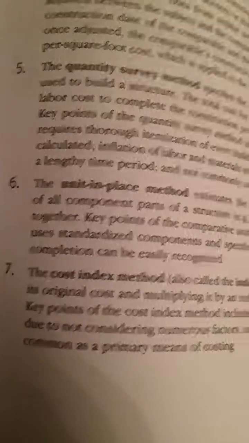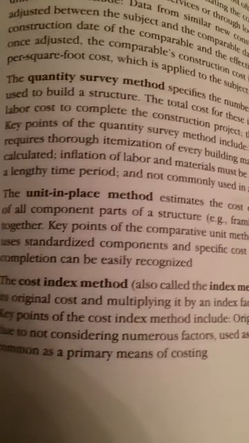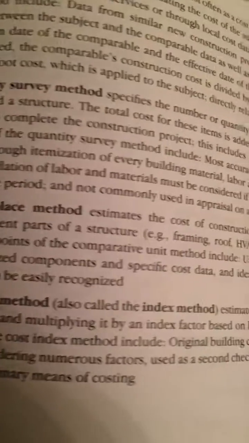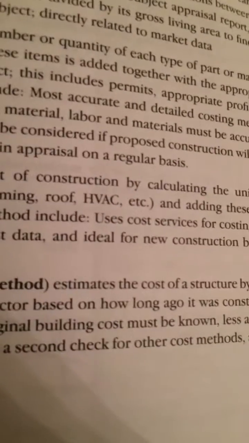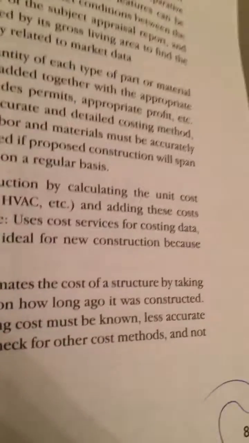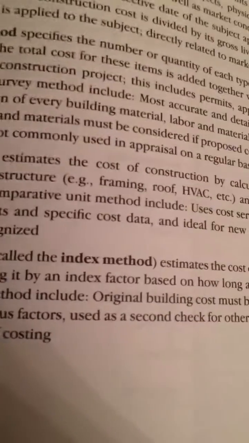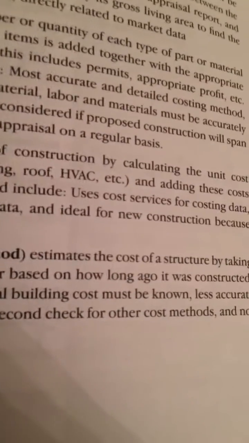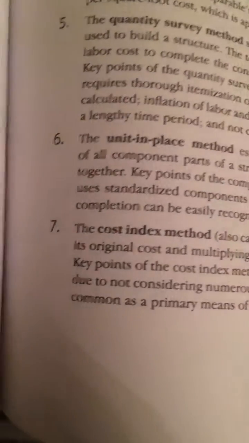Number 6, a unit in place method estimates the cost of construction by calculating the unit cost of all component parts of a structure, for instance, framing, roof, HVAC, etc., and adding these costs together. Key points of the unit in place method include uses cost services for costing data, uses standardized components and specific cost data, and ideal for new construction because completion can be easily recognized.